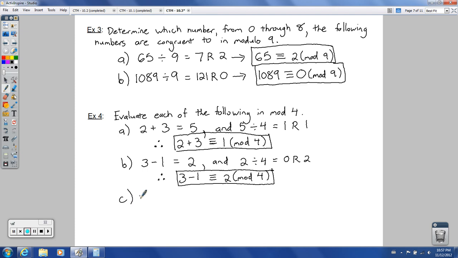We'll do one more here, multiplication on this one. Let's say we had 6 times 3. We know this is 18, and 18 divided by 4 is 4 with a remainder of 2. 4 times 4 is 16 with a remainder of 2 left over. Therefore, 6 times 3 is congruent to 2 mod 4. Always looking at that remainder number.